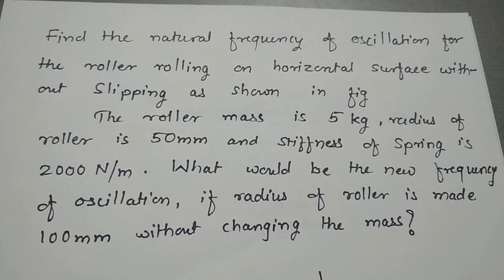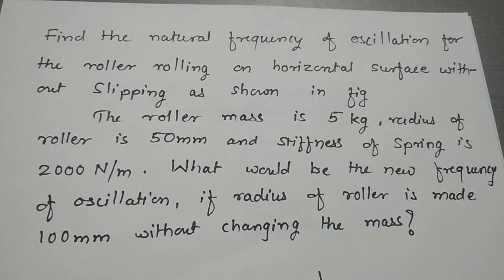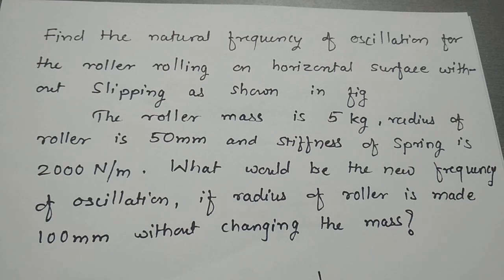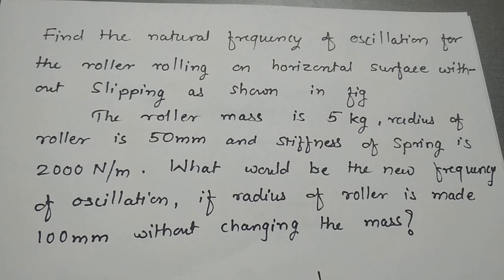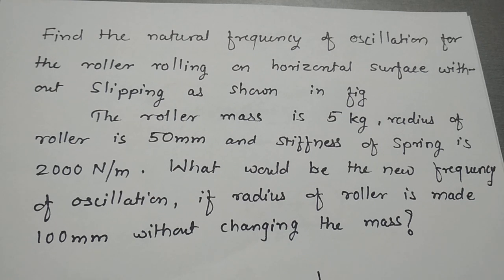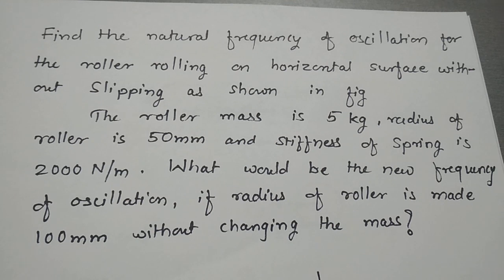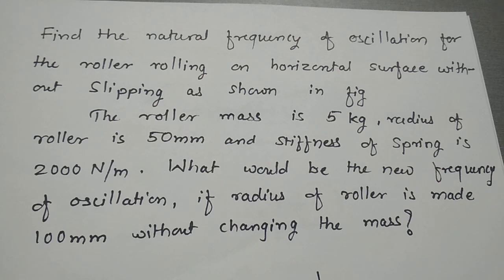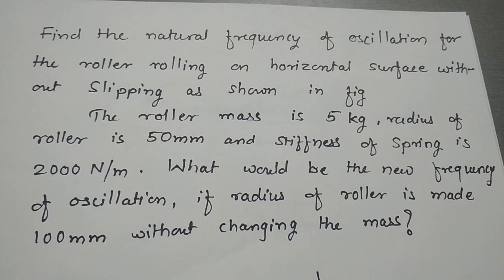Hello friends, we will solve the numerical, and the numerical is again for the natural frequency of the vibration. Find the natural frequency of oscillation for the roller rolling on a horizontal surface without slipping as shown in figure. This is one portion, and the second portion is: the roller mass is 5 kg and the radius is 50 mm and the stiffness of the spring is 2000 Newton per meter.